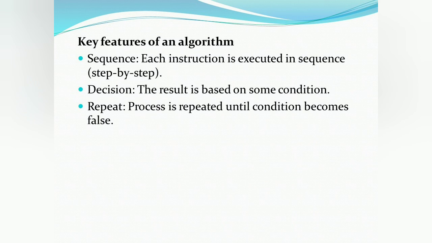It has certain key features. One is sequence, that is, each instruction is executed in sequential order. The next feature is decision. The result is obtained on some conditions. The third feature is repeat. The process is repeated until the condition becomes false. So these are the features of an algorithm.